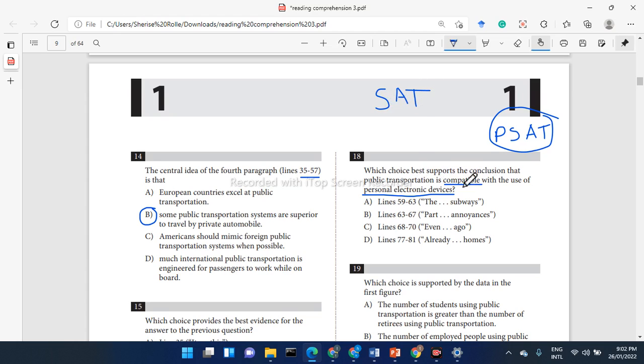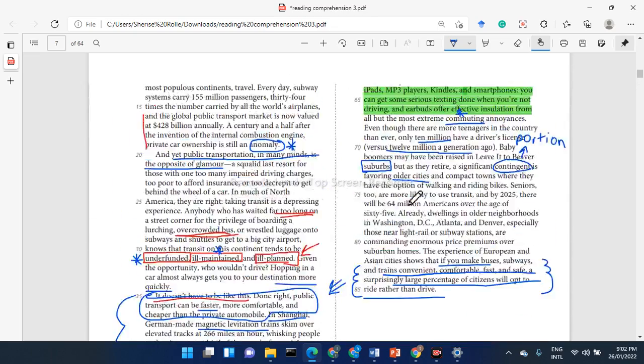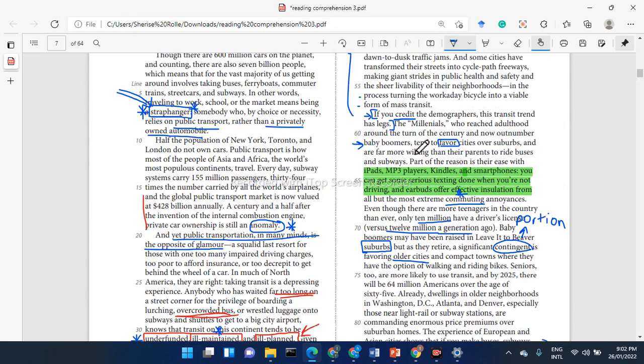Okay, so which choice best supports the conclusion that public transportation is compatible with the use of personal electronic devices? I think it's B. Okay, it is B, and let's look at lines 63 to 67. It says part of the reason is the ease with iPads, MP3s, Kindles, smartphones. You can get some serious texting done when you're not driving.